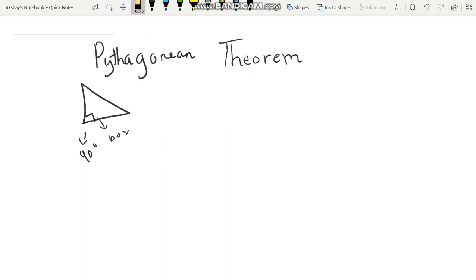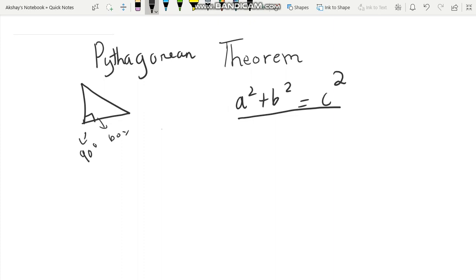And so our Pythagorean theorem formula is a squared plus b squared is equal to c squared. Now you might be a little confused right now, but what is this formula? I'm going to get to that in just a minute.